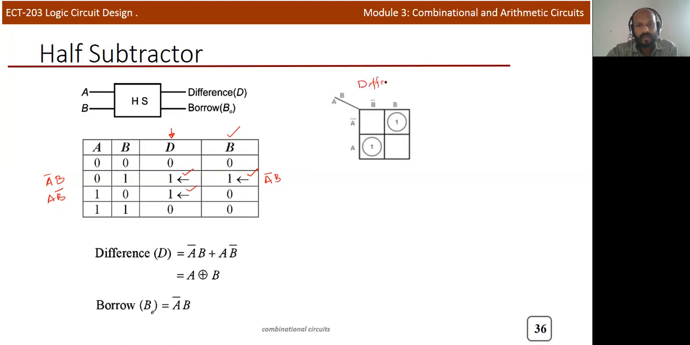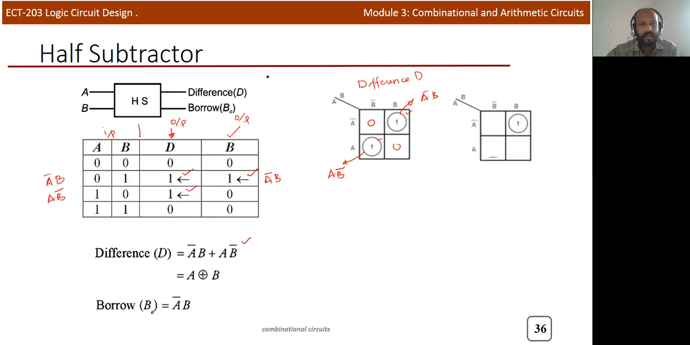If you want the difference D, there are two variables, these are the inputs A and B. Consider D as one output and this is another output. First we will design for D. If it is 0 0, it's 0. If it is 0 1, it's 1. If it is 1 0, it's 1, and if it is 1 1, it's 0. So you'll get two terms. This is A B bar, and this corresponds to A bar B. So you'll get exactly the same thing here, A XOR B.